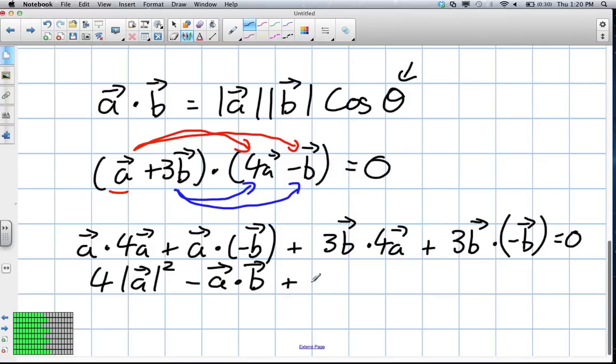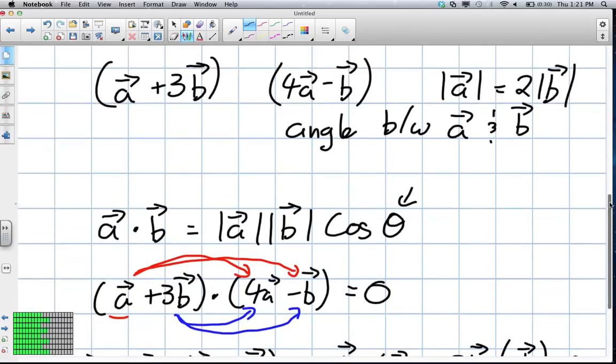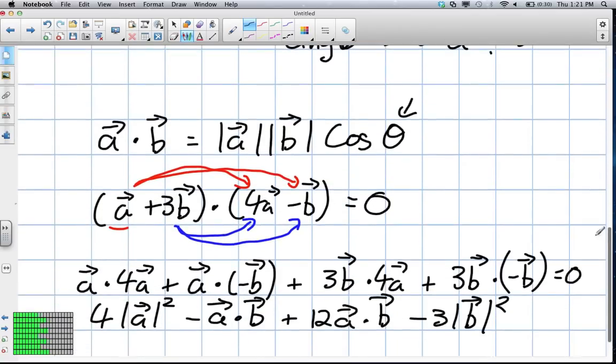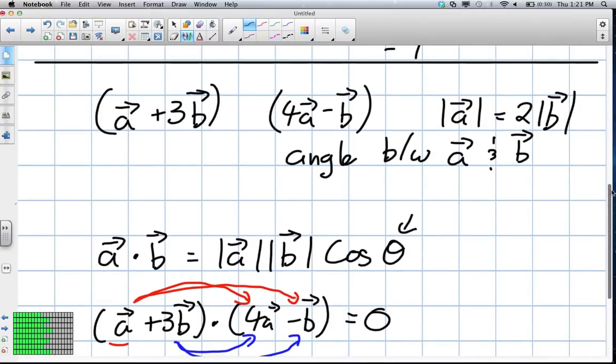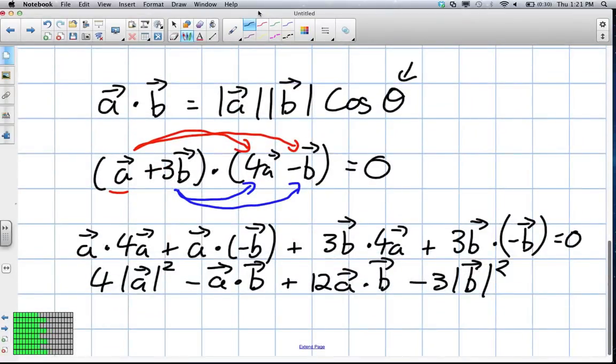In the next one, we're going to get 12 vector A dot vector B. And finally, in the last one, we're going to get negative 3 absolute value of B squared. Essentially, the B's are going to become squared in our question. Now, above what they said was that the absolute value of A in these questions is the equivalent of 2 times the absolute value of B.